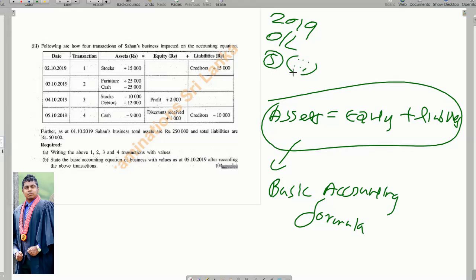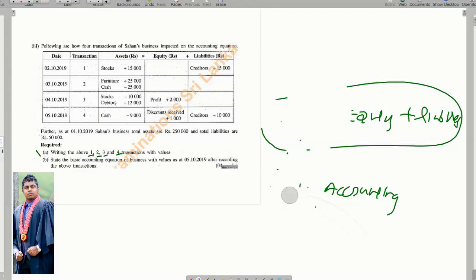But if we consider the requirement, first of all, in accounting, when we prepare answers, we are required to look at the requirements, right? Under part A, it says you are required to explain the first, second, third and fourth transactions with the value. Normally they give the transaction and we do the adjustment, but here they are giving the adjustment and we are required to explain the transaction, right? So you are required to understand this kind of accounting equation.